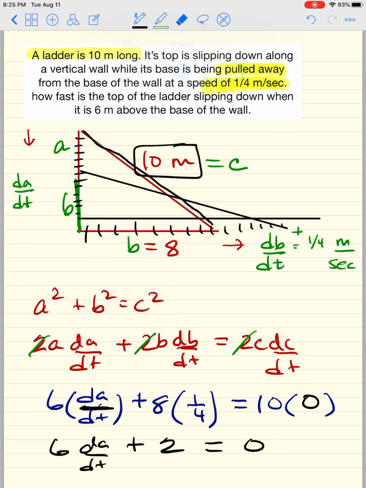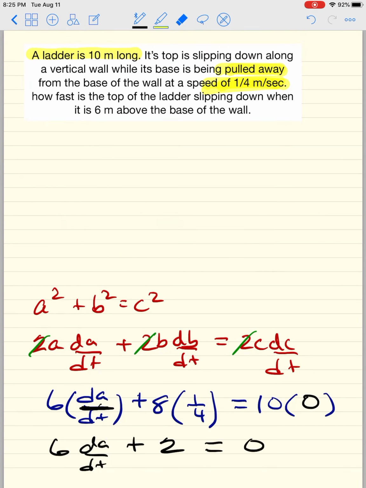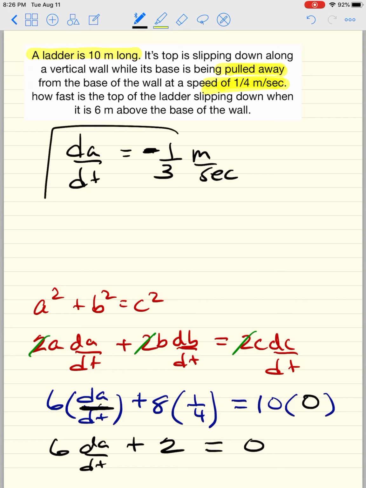Okay, so I need to erase some of this up here so we can have a place to write. So dA/dt is going to be negative 1/3, and that's going to be meters per second. It says how fast is the top of the ladder slipping. Slipping means negative, so it is slipping at 1/3 meter per second. The negative represents the slipping, and that's how you do this problem.